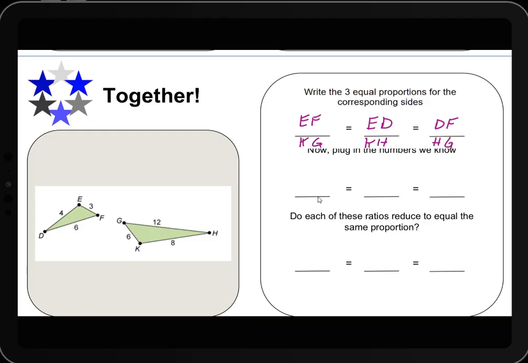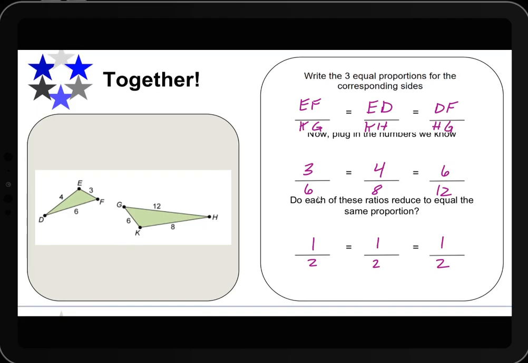So the numbers, if I plug them in, are 3 and 6, 4 and 8, and then we have 6 and 12. And each and every one of those reduces to the same number, which is going to be 1/2, right? So do each of these reduce to equal the same proportion? The answer is yes, they do. What is the importance of that? Well, that just proves that the two figures are similar.